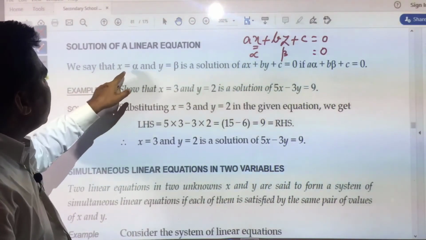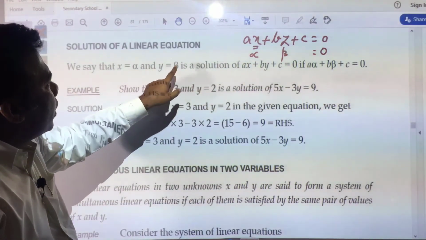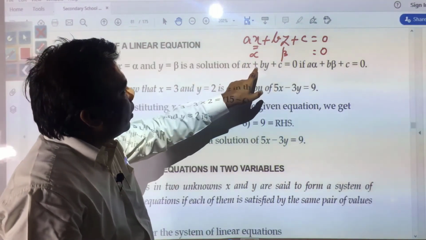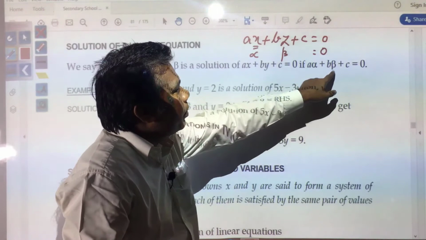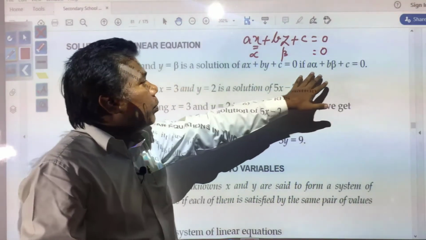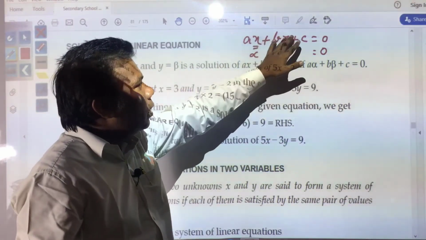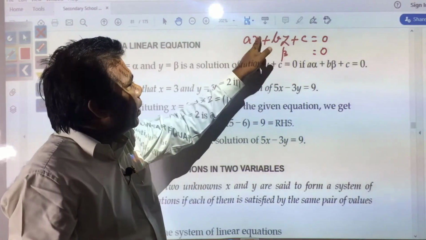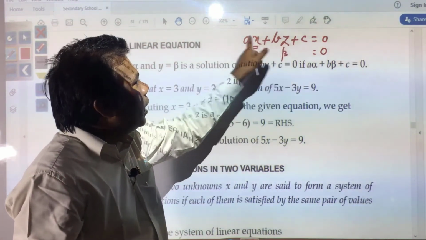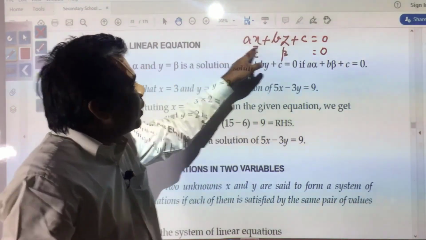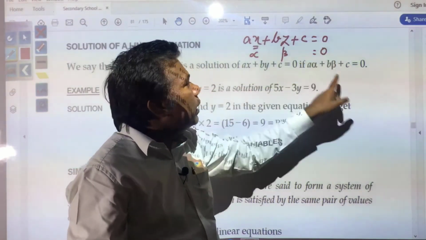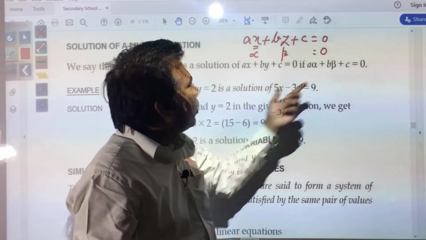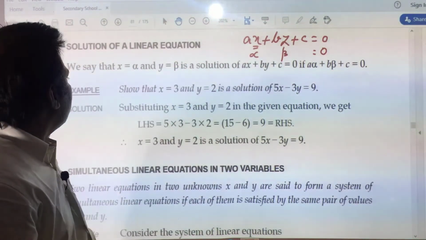We say that x is equal to alpha and y is equal to beta is a solution of ax plus by plus c is equal to 0 if a alpha plus b beta plus c is equal to 0, when you put the values of x and y. Suppose x is equal to alpha and y is equal to beta, and after simplification you get 0 on the RHS, then alpha and beta will be called the solution of this equation.